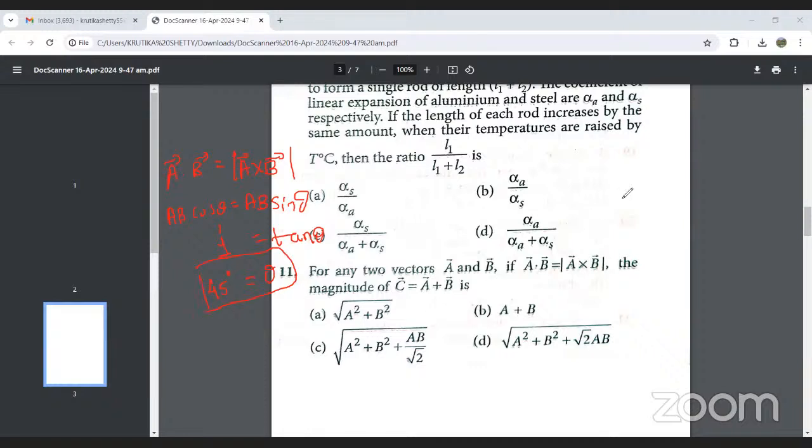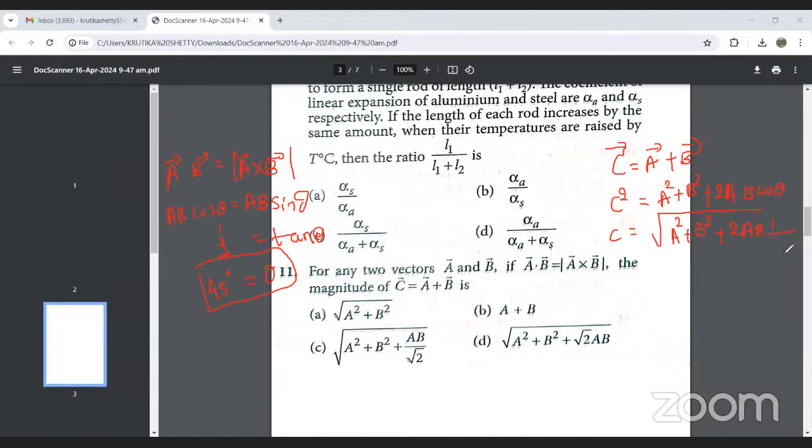Next, what they have given is C is equal to A plus B. How to find the resultant of this? The resultant is given by C square is equal to A square plus B square plus 2AB cos theta. So now we can also write C as under root of A square plus B square plus 2AB cos theta. The theta value we have calculated is 45.